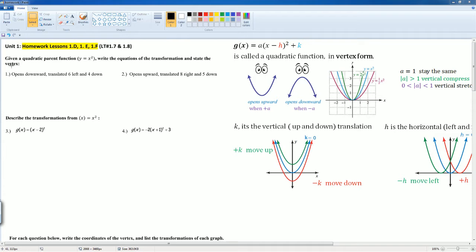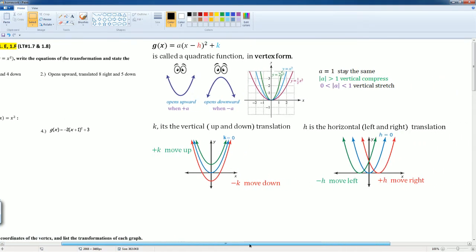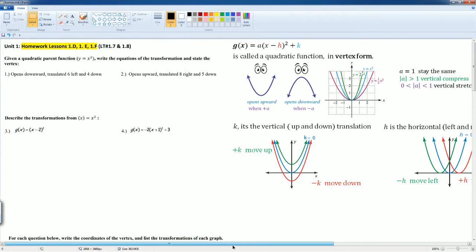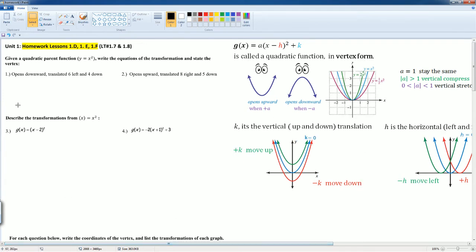To do this, it says, given a quadratic parent function of f(x) = x squared, write the equation of the transformation and state the vertex. I made your life a little bit easier by supplying you the vertex form and the different characteristics of the different transformations. You should have this from class. You're going to be using this as reference to complete this. These technically do need to be memorized prior to going into the tests.